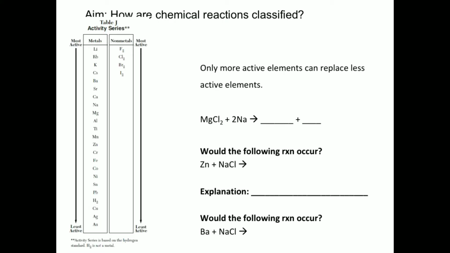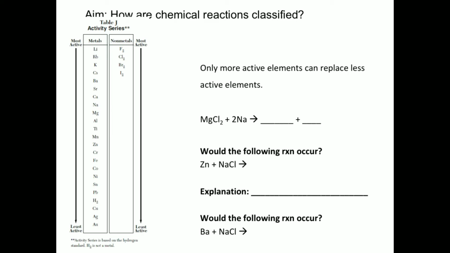Just because you mix 2 substances together doesn't mean you always get a chemical reaction. A lot of times in everyday life we mix things together and no reaction occurs. For example, if you drop a nickel coin into water, nothing's going to happen. So Table J can help us find out more about when a single replacement reaction will occur. Table J lists the activity of both metals and nonmetals. Only more active metals can replace less active elements in single replacement reactions.